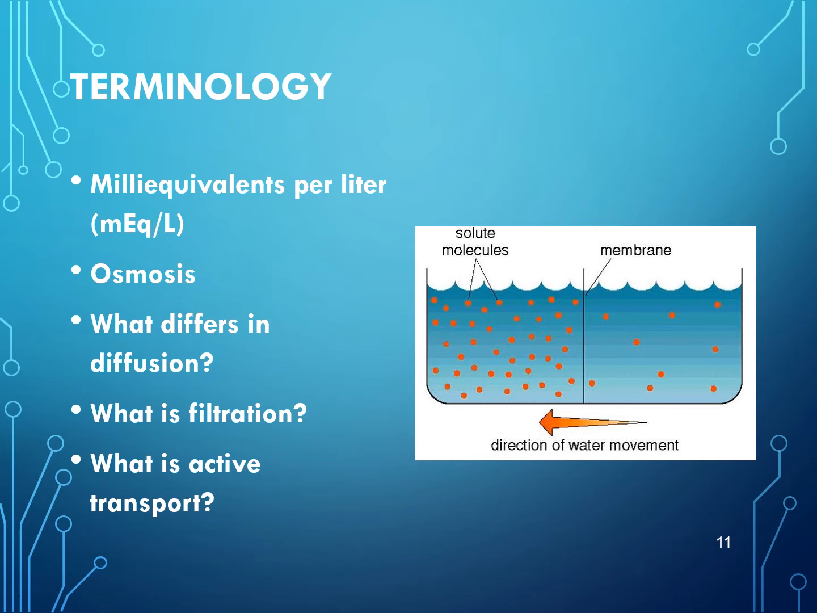Then we have active transport and passive transport. So active transportation requires energy to move substances through a cell from an area of lesser concentration to an area of greater concentration, whereas passive does not require energy. So diffusion and osmosis, those are passive.